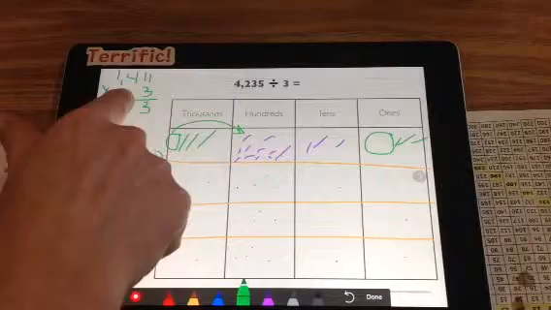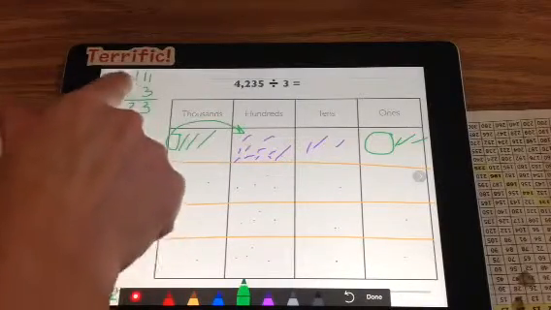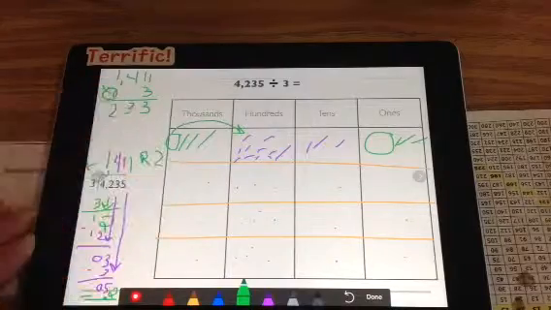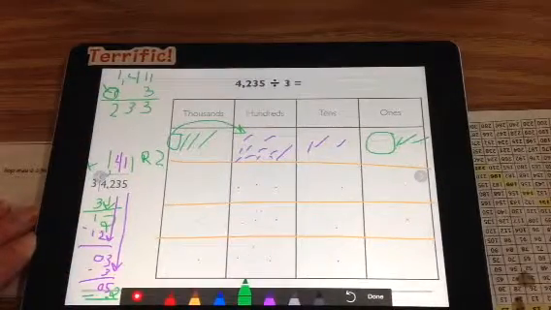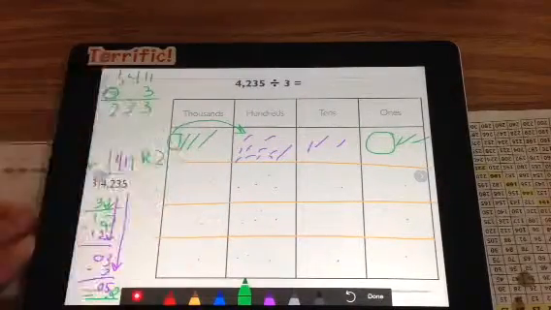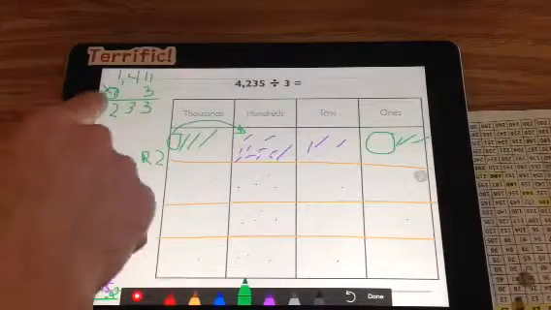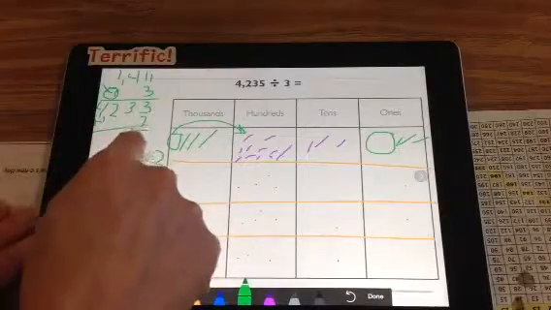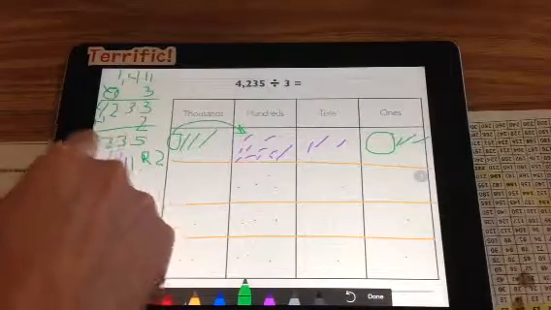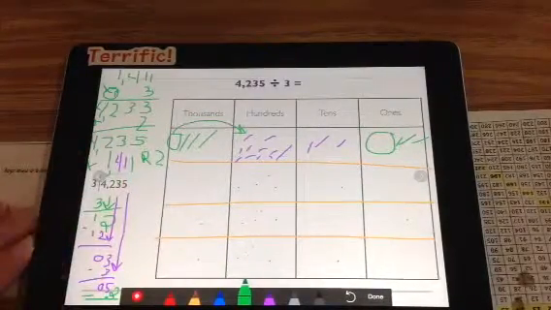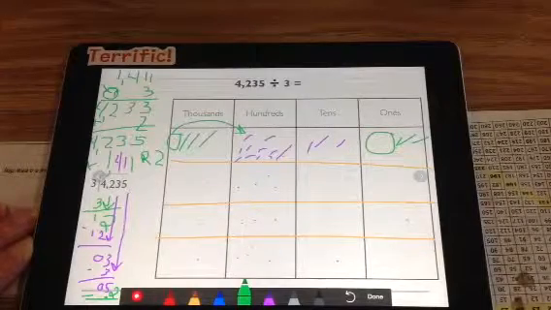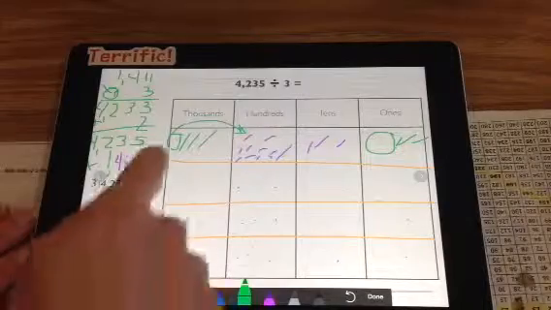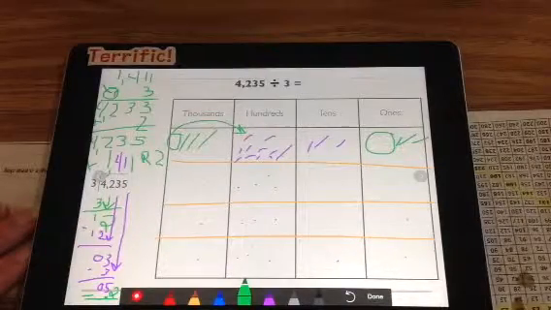3 times 1 is 3. 3 times 10 is 3 tens. 3 times 400 is 12 hundreds. Carry that 1 extra, which is equal to 10 hundreds or 1,000. 3 times 1,000 is 3 thousands, plus 1 is 4,000, plus 2 would give you 4,235, which is what I have. Just one more step. If you kept adding numbers here, you would just keep bringing them down each time. Good luck.